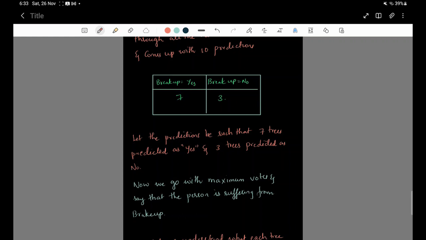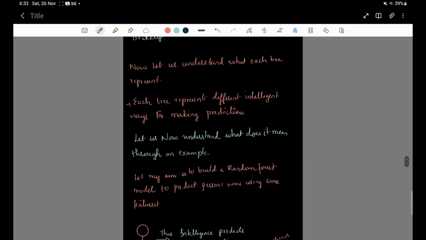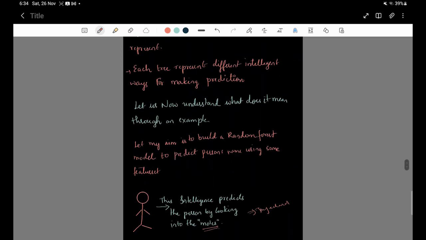and then we would finally say that our prediction is yes. Now once we have understood the random forest model, let us understand why it is rated so much. Each tree would represent a different intelligent way of predicting the answer to the given problem. Now let us understand what I said by taking an example.